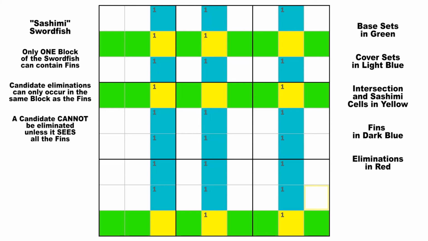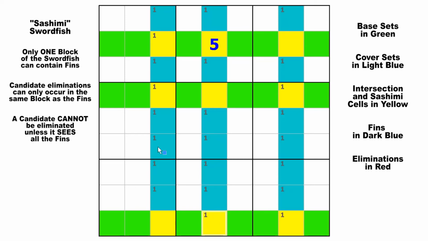Here in this diagram, we have a basic swordfish on candidate 1 with the base sets in rows 2, 4, and 9. But let's say this candidate 1 here in row 2, column 5 is not there, and instead we have a 5 placed in there. Now without any fins, this candidate 1 here in row 2, column 3 becomes a naked single, which leaves a naked single in row 4 over here, and then a naked single in row 9.